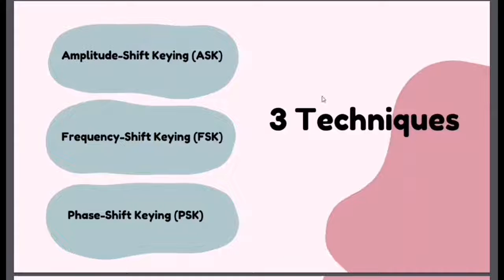There are three techniques that can be used: amplitude shift keying (ASK), frequency shift keying (FSK), and phase shift keying (PSK). Historically, the term shift keying refers to breaking a circuit using a key to shift the current value from 0 to 1.